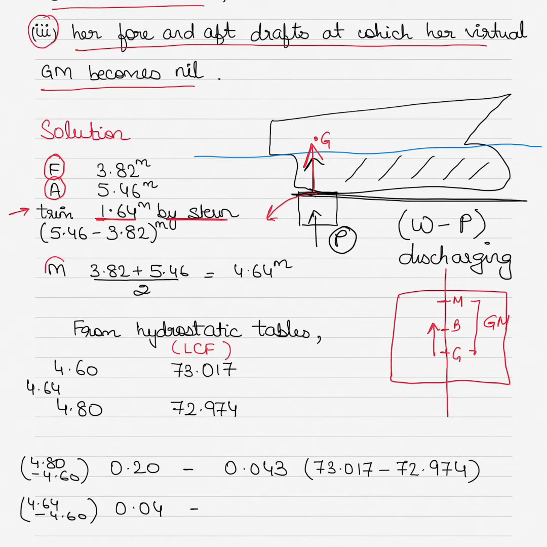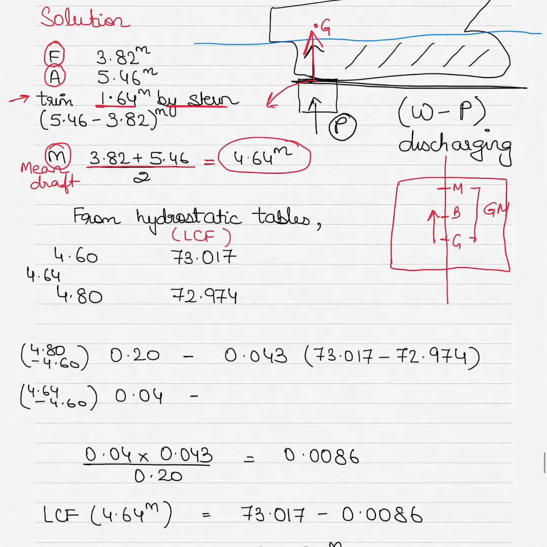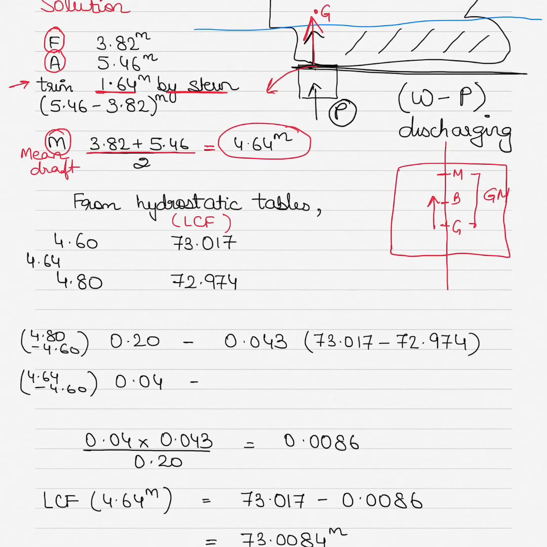And then you calculate the mean draft, denoted by M. This is the mean draft. How do you calculate mean draft? You take the forward draft and the aft draft, add it, divide it by 2, and you will get the mean draft. Mean draft is 4.64 meters. Now we need the mean draft to calculate the hydrostatic draft. That is the draft we are after. But because we don't have the information here, we'll calculate the hydrostatic draft from the mean draft.